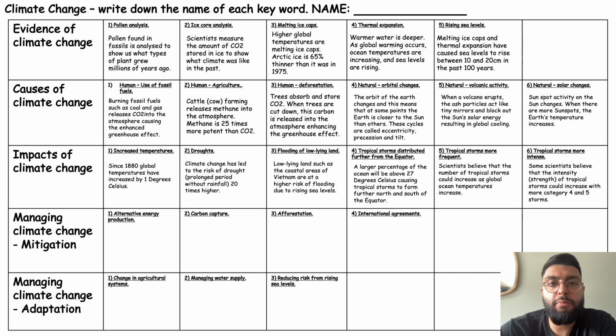Okay, and finally, moving on to managing climate change. It's important to highlight that there are two methods of managing or mitigating the effects of climate change. Mitigating just means making them less bad. So when we talk about mitigation, we're talking about strategies that reduce or get rid of the root cause of climate change, which is greenhouse gases.